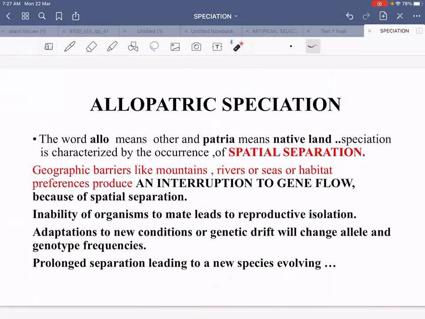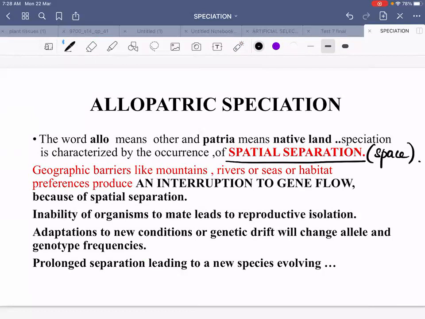अच्छा. Details of allopatric speciation. थोड़ा बहुत पहले से ही पता है, थोड़ा सा और कर लेते हैं कि the word allo means other. Patria means native land. So speciation that is characterized by the occurrence of spatial separation. Spatial separation का मतलब ये है कि species or populations separated by space. जाहिर है वो geographically isolated हैं, so they are separated by space, and that is known as spatial separation. ठीक है? We all know this.